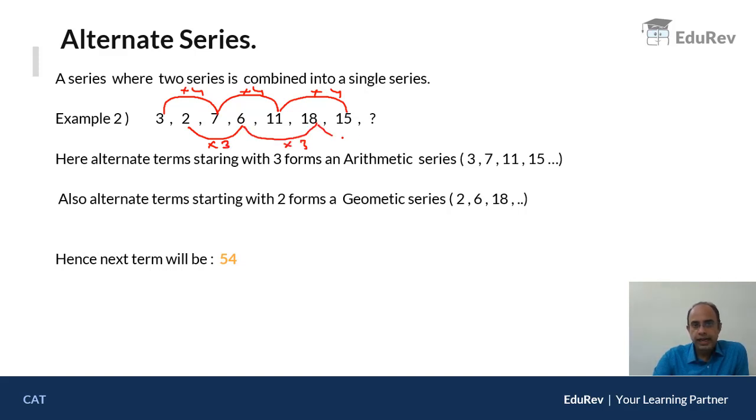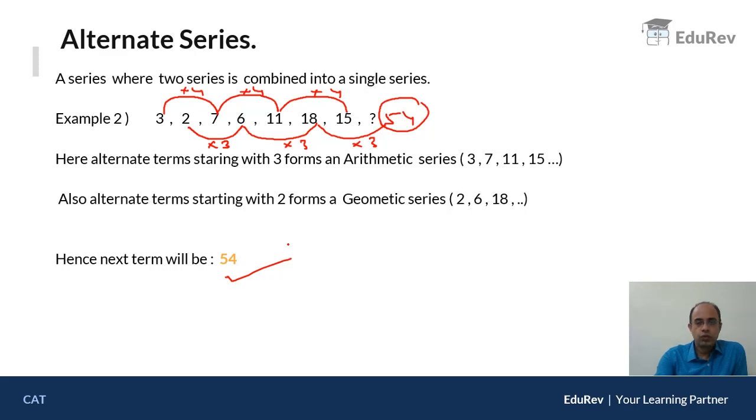Therefore, next term should be 18 threes are. What is 18 threes are? 54. Hence, the missing term is 54. Here, there were two series. One series was an arithmetic series with a common difference of plus 4, and another series was a geometric series with a multiplying factor of 3: into 3, into 3, into 3. Hence, the next term is 54. Fine, guys. With this, we come to the end of the concept of all the series.